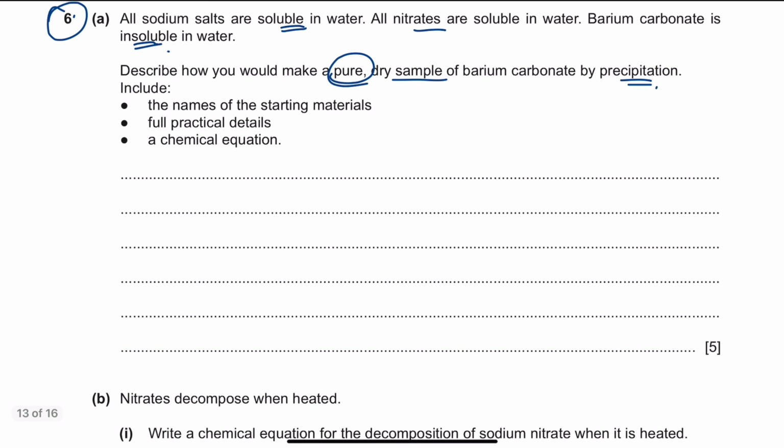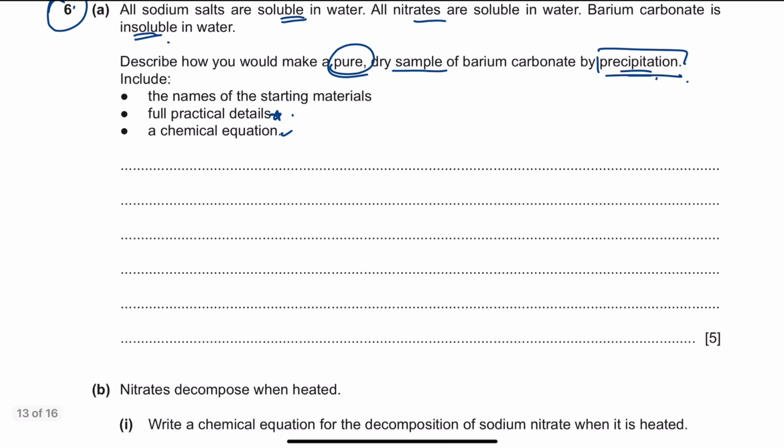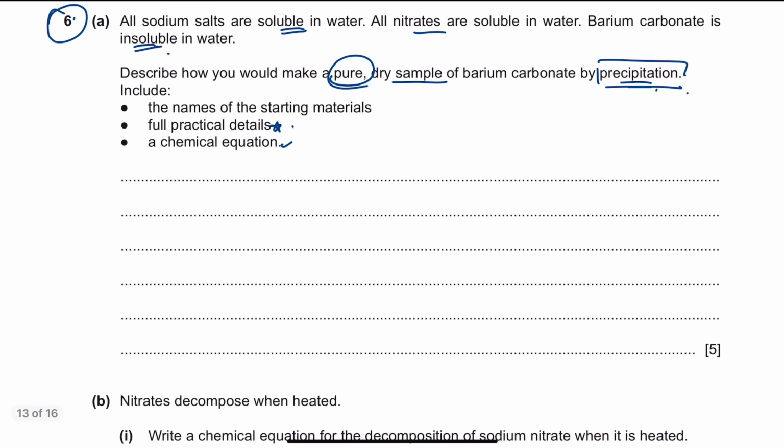So they want you to include the names of the starting material, a practical detail, meaning how you're going to prepare this salt, and then how you're going to get the precipitate of a pure dry sample out of it, and the chemical equation. So as usual, I'm going to start with the chemical equation first in order for us to understand what is happening in this reaction. They have already mentioned for you over here that you are making a barium carbonate salt, and a barium carbonate salt is insoluble. In order for us to make an insoluble salt, we are going to require 2 soluble salts.